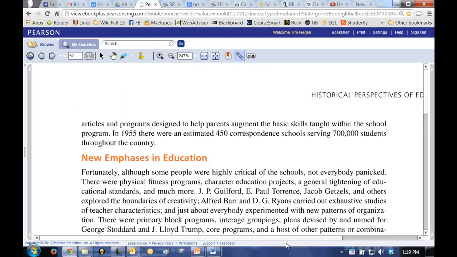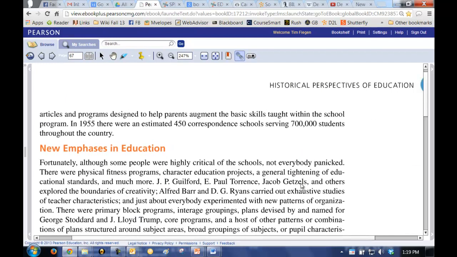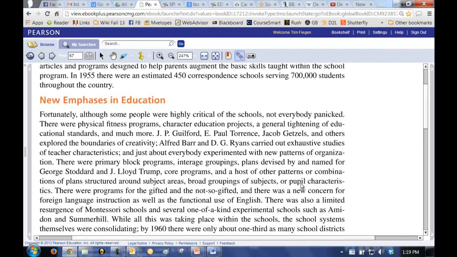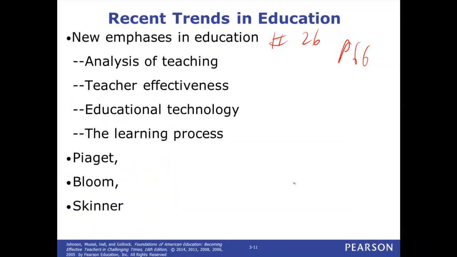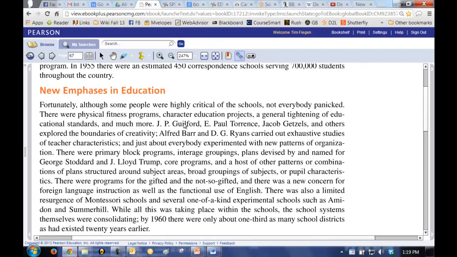So it was highly criticized, and so then there was the new emphasis. This was the new emphasis here.